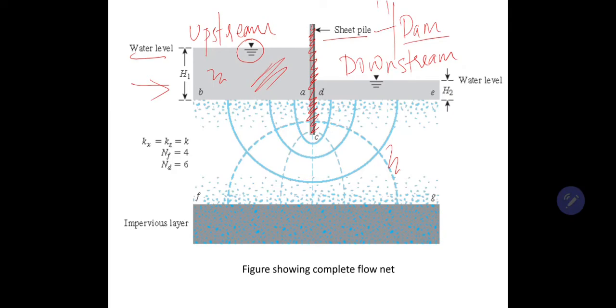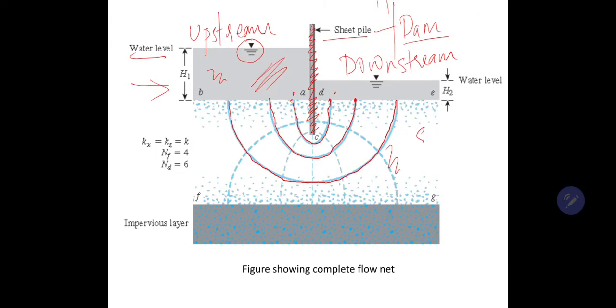Water will always flow from higher pressure to lower pressure. So how will the water flow? The water will start from this particular point, go like this and like this, to the downstream. You can always see that the water is going below the sheet pile to the downstream.